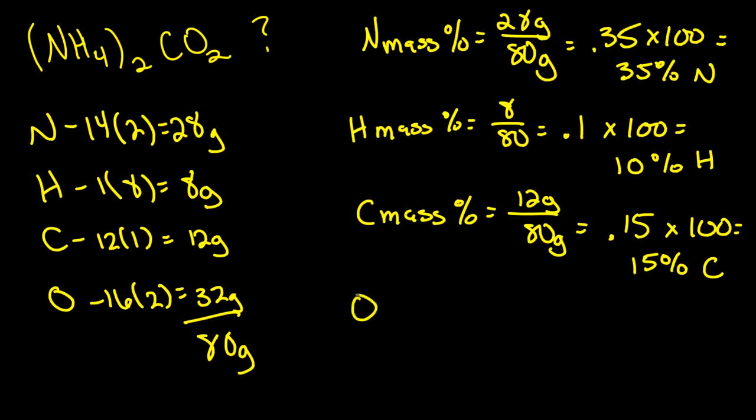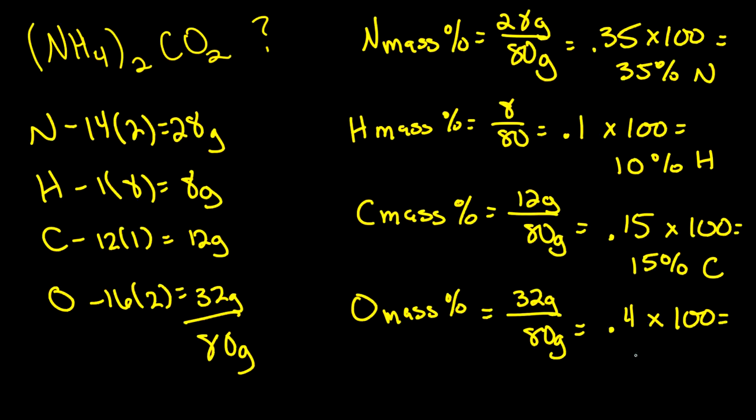So if we do oxygen, we got oxygen mass percent is equal to its individual mass of 32 grams divided by the total mass of 80. 32 divided by that 80 is 0.4. 0.4 even times 100 is 40% for oxygen. Now the last thing we're going to do is double check our work. 40 plus 15 plus 10 plus 35. I get 100, so it looks like we're good.